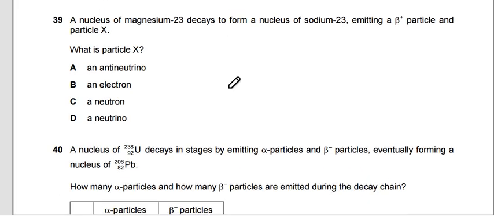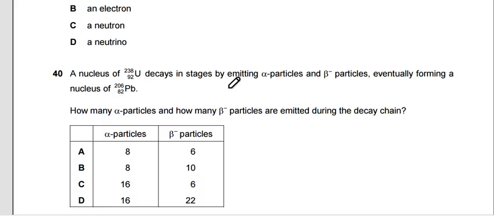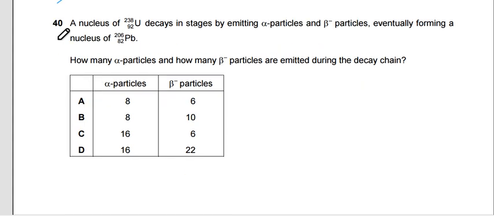A nucleus of magnesium 23 decays to sodium 23, emitting a beta and X. X is an electron neutrino. The neutrino is a positron, and the electron antineutrino is an electron.